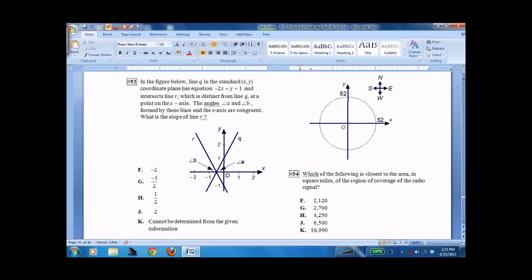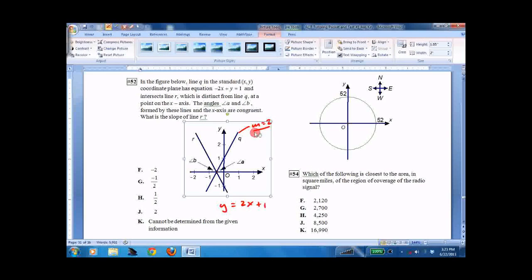Number 52. Figure below. Q has an equation negative 2x plus y equals 1. I see the word slope somewhere, so let's find that one real quick in slope form. Slope intercept. y equals 2x plus 1, and that's Q. So the slope of this is 2.